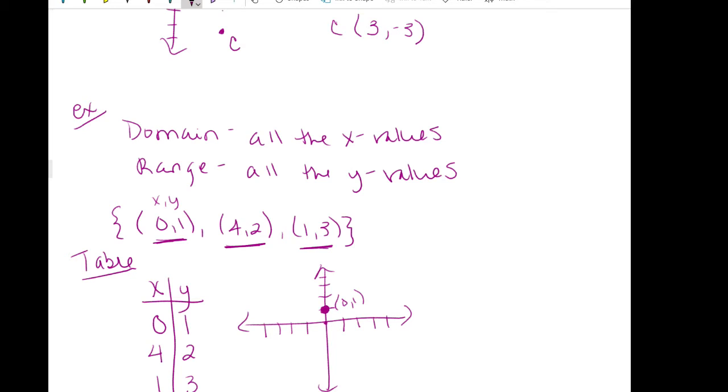My next point is 4, 2. Back at 0, 0, my x value is 4: 1, 2, 3, 4. And my y value is 2: 1, 2. And then finally, 1, 3. I go over on the x 1 and then count up 3. And there is the relation expressed on a graph.